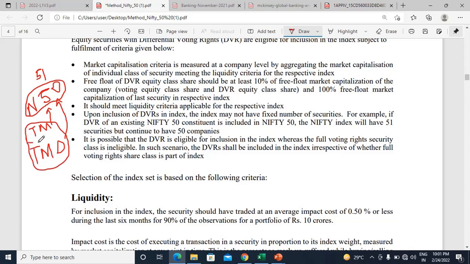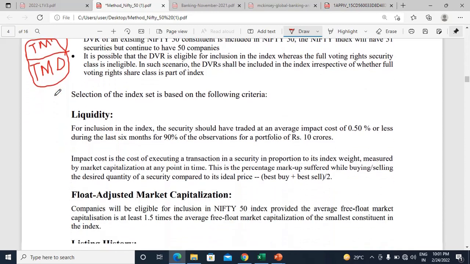The normal shares of Tata Motors have voting rights, but the Tata Motors DVR has differential voting rights, so it is quite different from the normal class of shares. So the number of securities in Nifty 50 will become 51, as it should generally be 50, but the number of companies in Nifty 50 will remain only 50. I hope this is clear.